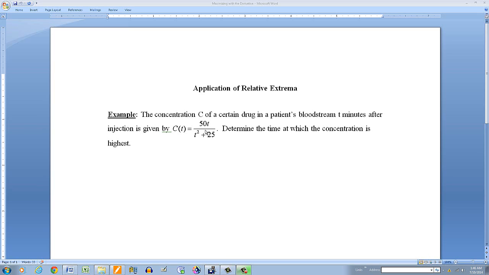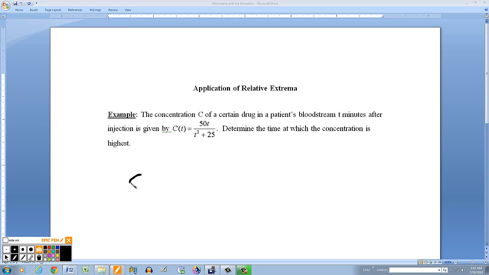In fact, I actually worked the same problem out, except in that particular example, this was just a general function. In this particular case, it represents concentration. So in either case, we have to find the critical numbers to solve the problem. To find the critical numbers, as I showed you in previous videos, we have to find the derivative.